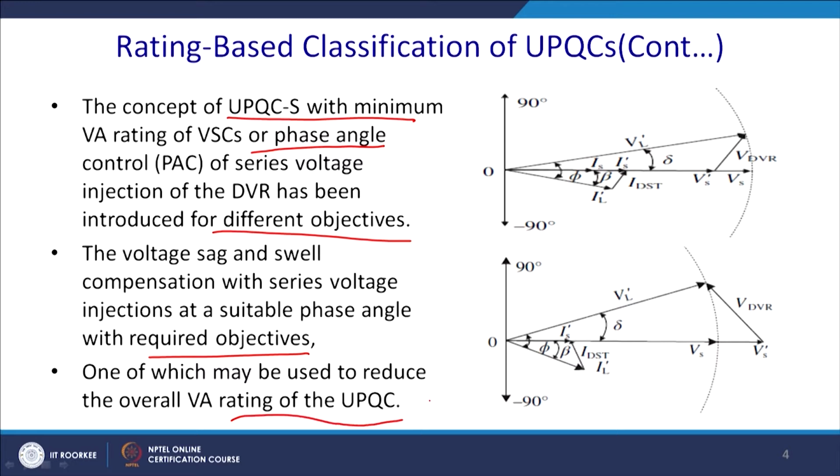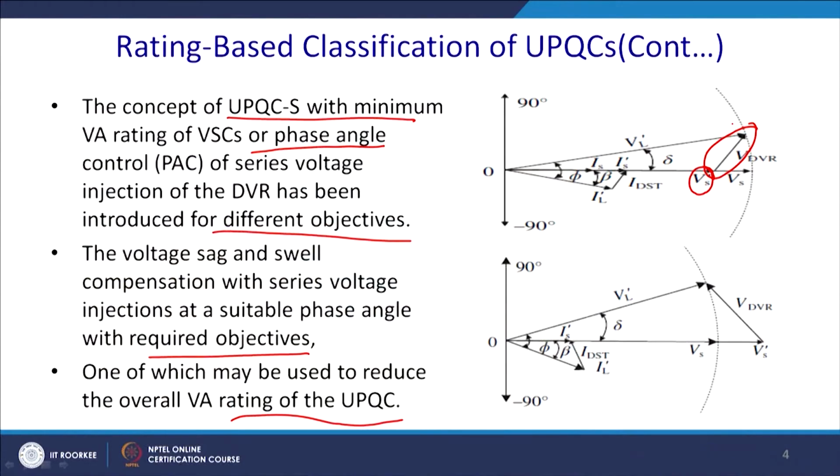Let us understand it. This was the uncompensated VS, and this was the actual load current, and you inject this voltage not in phase or quadrature, but at an optimal angle, so that VL becomes this, and ultimately the new IS becomes this, and you have an optimal correction. In the same way here, you have this VS. Now you inject with this DVR, and thus your VL becomes this load voltage, and ultimately you can make this current sinusoidal.